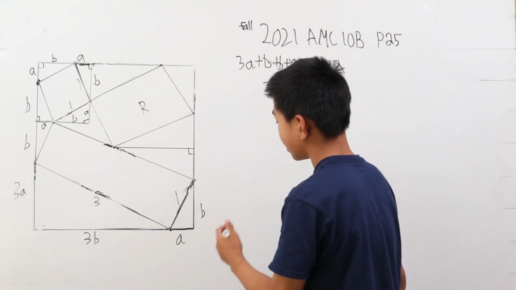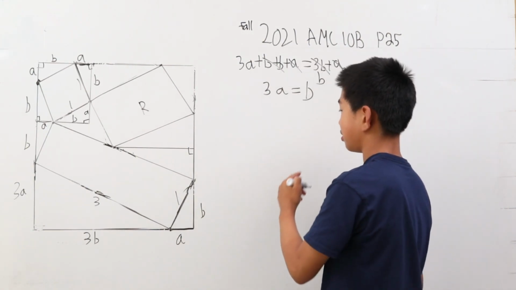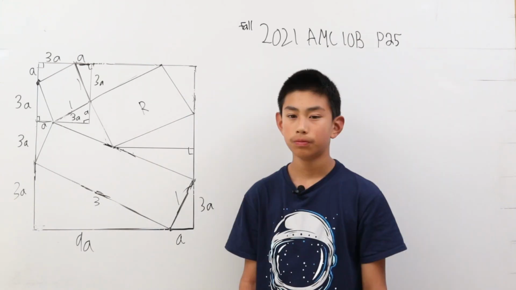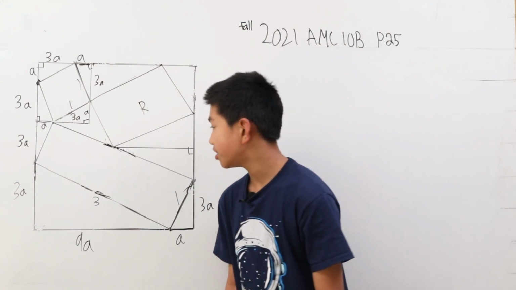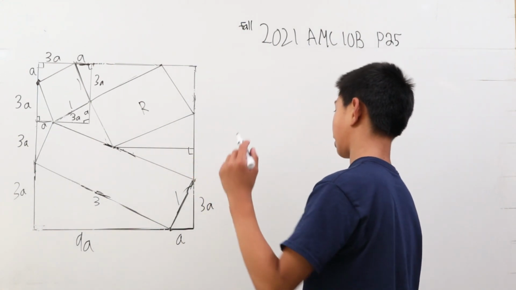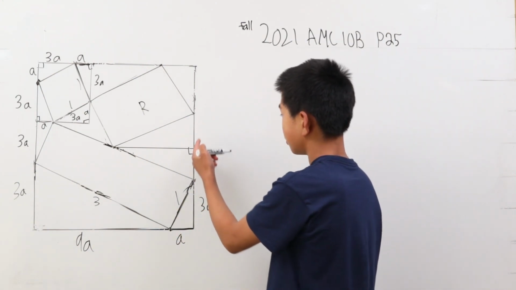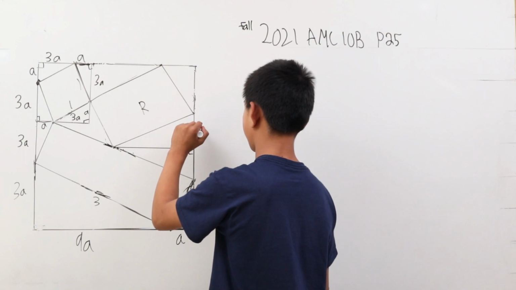So we can now replace every b in terms of a, and this will make it a lot easier to solve for. Okay, once you've changed every b into a 3a, it should look like this. And there's one thing I ignored, and I just realized. This side length should be a b, so we can write 3a.